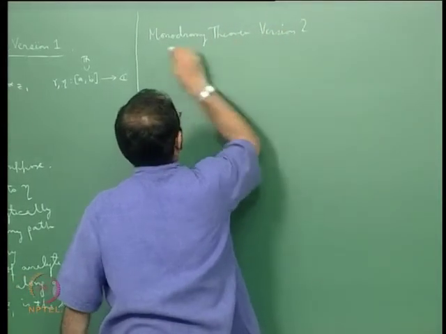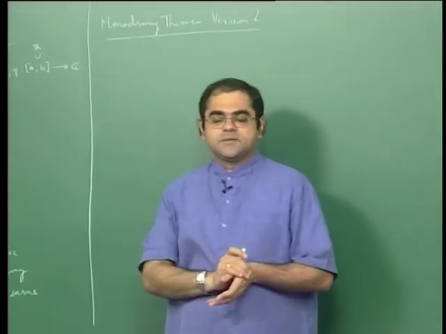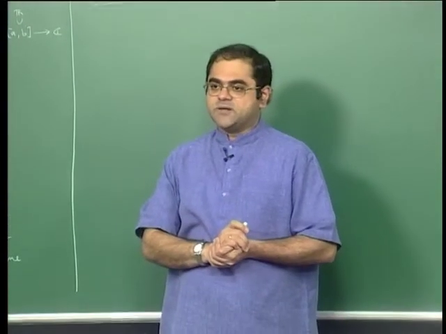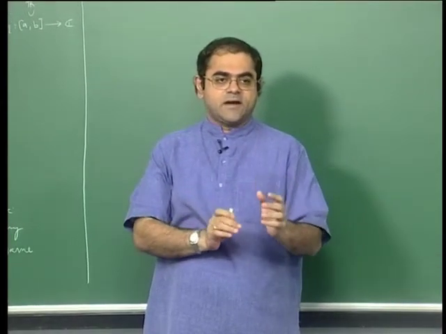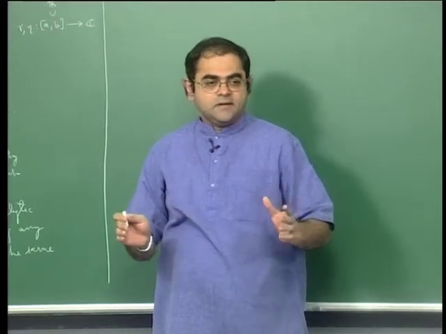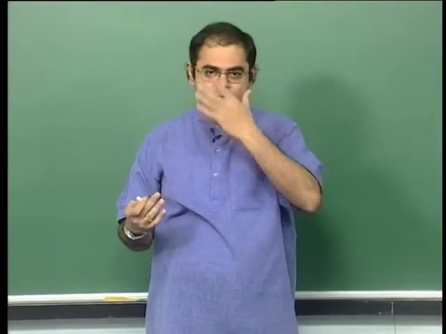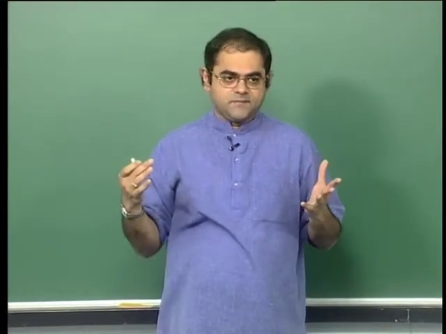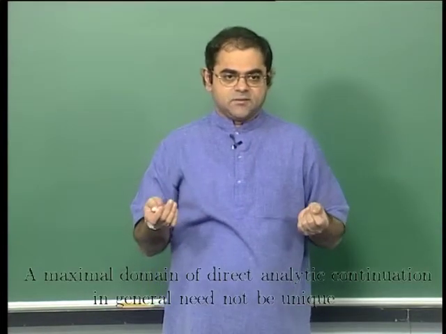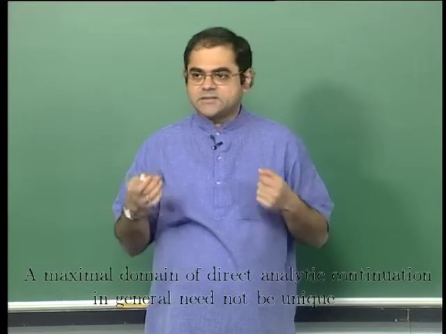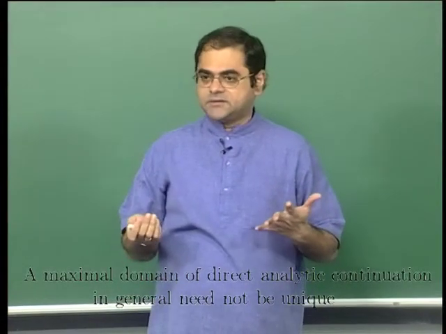Version 2 is the following statement. Suppose you have a function element, namely consisting of a pair of an analytic function and a domain on which it is defined. Then for any such pair we have defined two sets. One set is called the maximal analytic extension of the given function. It is called the region of maximal direct analytic continuation of the given function.